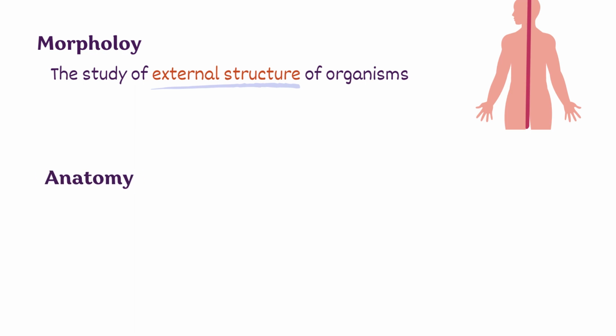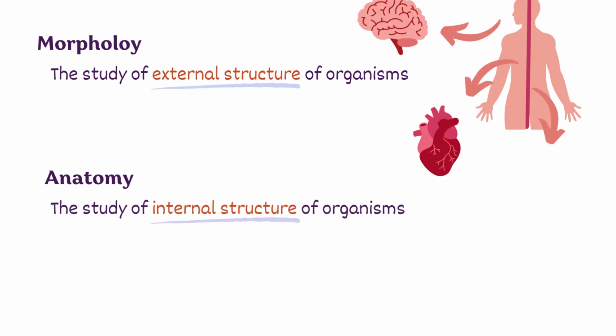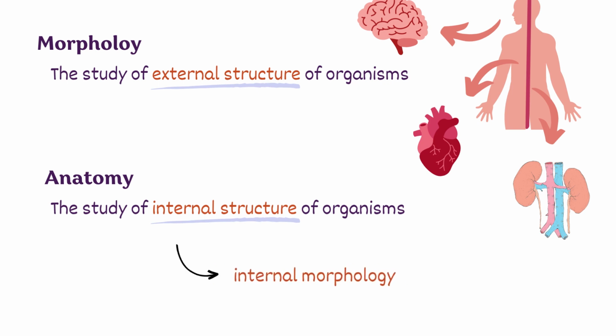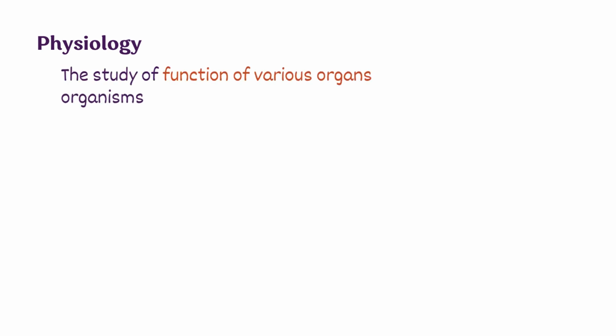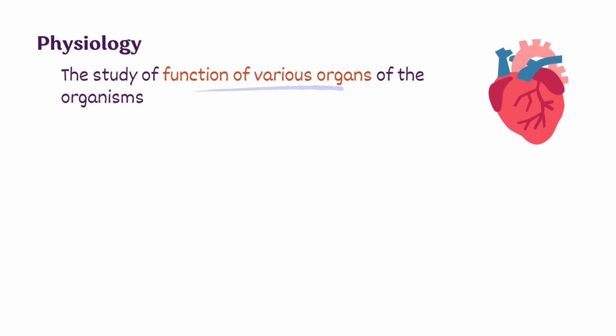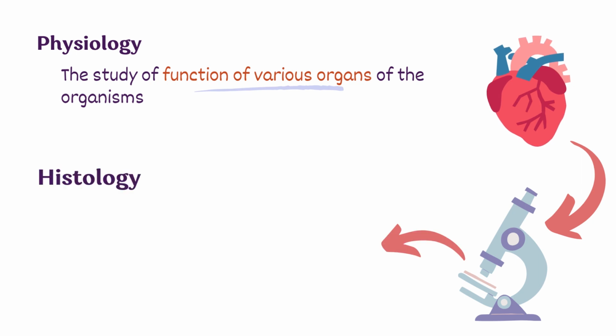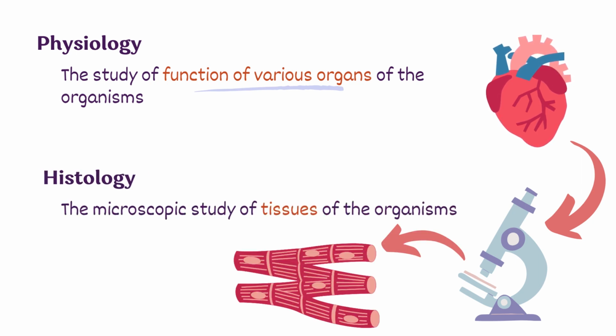Whereas anatomy is the study of internal structure of organisms. It is also known as internal morphology. In physiology, we study the functions of various organs, such as the human heart. Now, if we want to know how the cells look like in the heart, we can do that with the help of a microscope. So studying the tissues with the help of a microscope is known as histology.